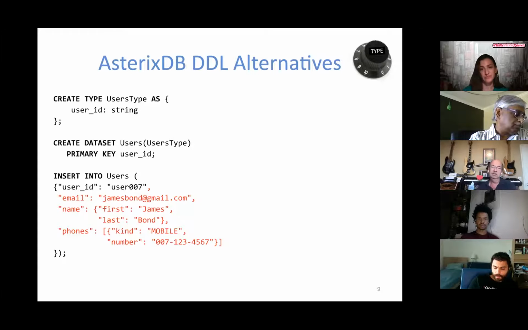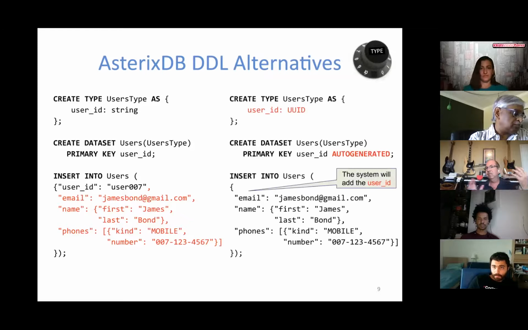And if you really don't feel like doing anything up front, turn the type knob again. I don't want to provide a user ID. Don't make me do that. You could actually say, okay, there's a user ID. It's going to be a UUID, and I want you to generate that for me. And here's the rest of my data. So you have some type options that we just wanted to make you aware of.